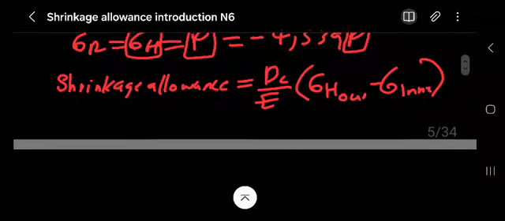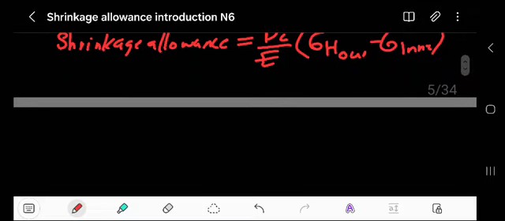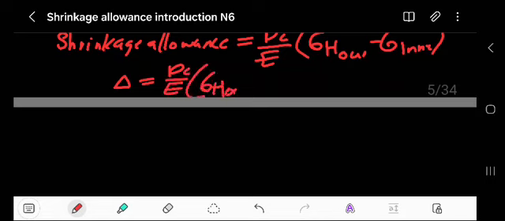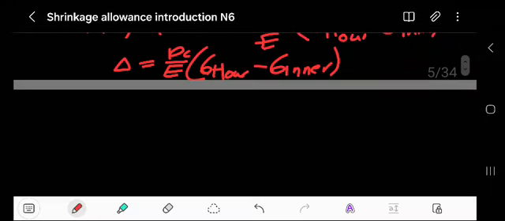All right, whereby mathematically, if you want this in this manner, we use that delta. So for shrinkage allowance, I said it is 0.1 millimeter. So this will be 0.1 times 10 to the power of minus 3. Remember, it must be in meters, right?